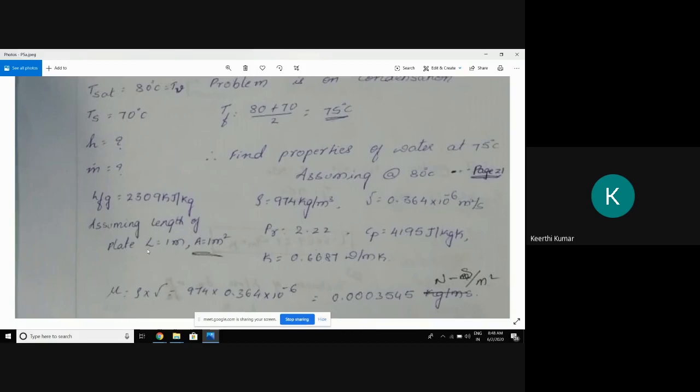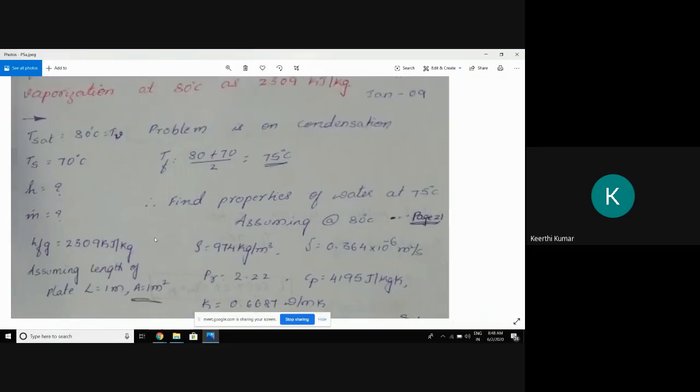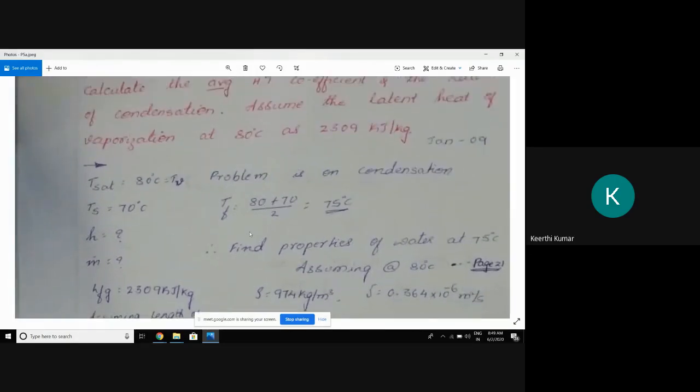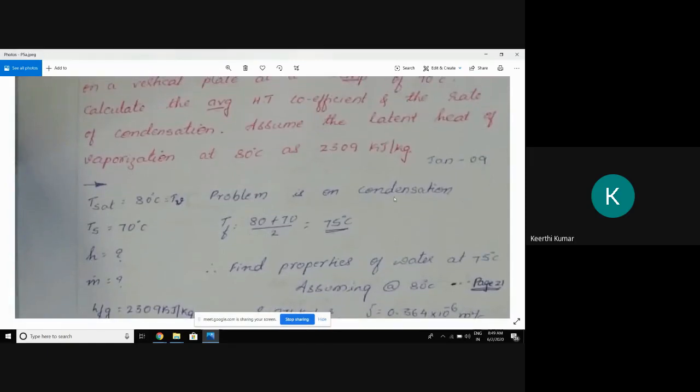Then length is not given. We'll assume the length of the plate, the area of the plate. We can assume this. Now we'll solve the problem. What is the first step to be followed in the condensation chapter? You go for the data handbook, condensation chapter. Whether I should project or you can see the data, you can open the data handbook by yourself.